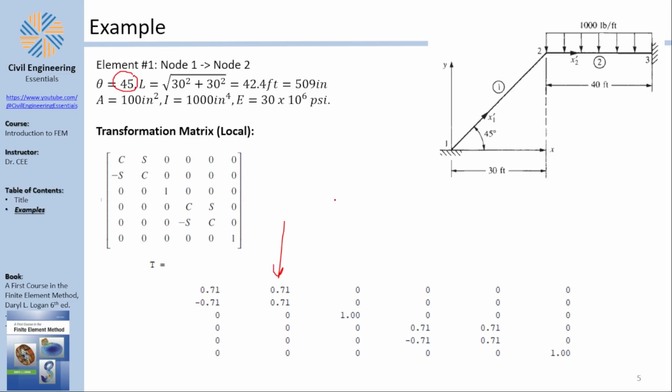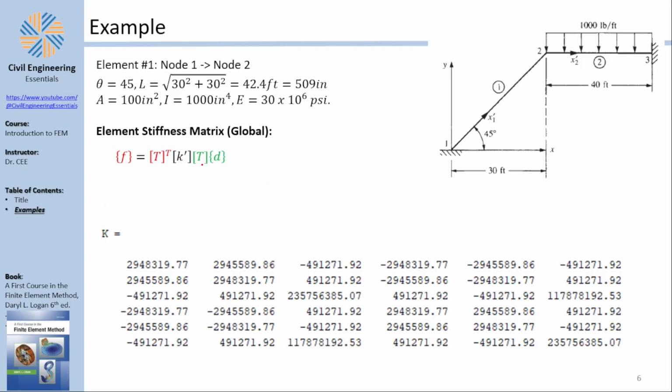Final step is to take the mathematical calculation and say T transpose k T to get the global element stiffness matrix, and this is what happens here. T transpose k local T is your global stiffness matrix, and this is basically the result of multiplying the transpose and the transformation matrices with the local stiffness matrix. All right, so far so good.